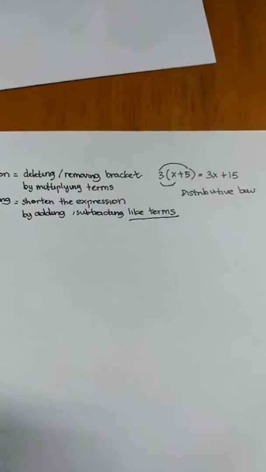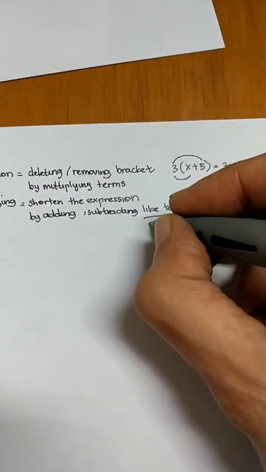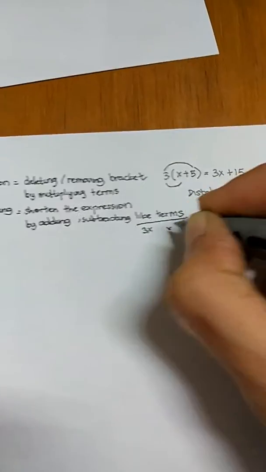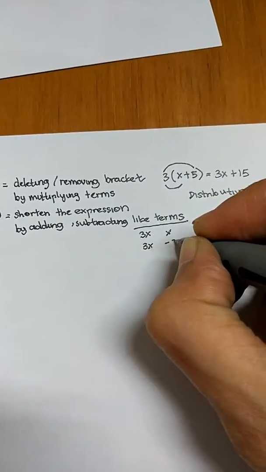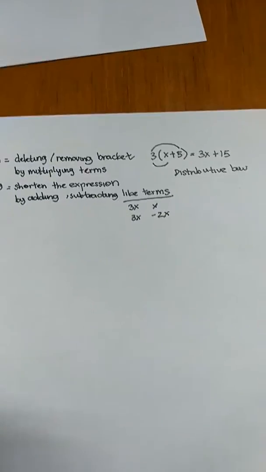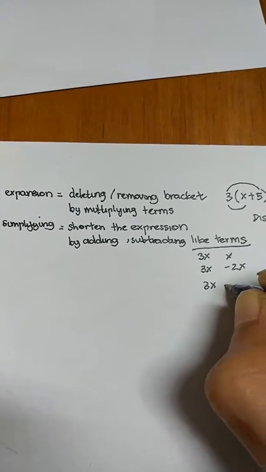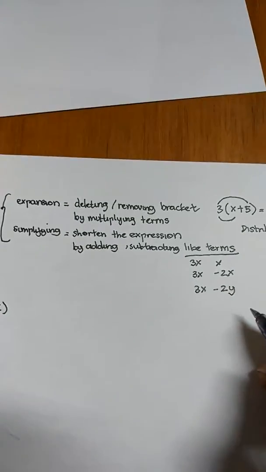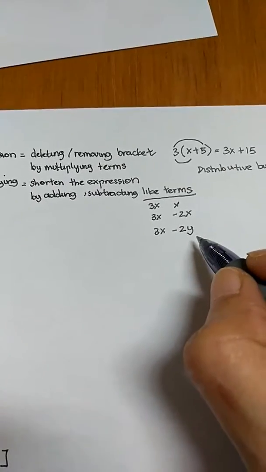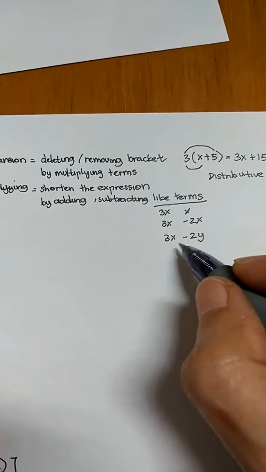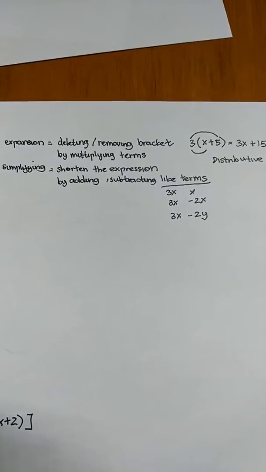Like terms are 2 terms, 3 terms or more that have the same variable. So for example, 3x and x are like terms. Or 3x minus 2x, both of them are like terms because they have the same variable. But if I have 3x and minus 2y, they are not like terms because the first term has variable x and the second term has variable y. So you cannot do the addition or subtraction for these 2 terms. I hope that you don't have any problem with that one.